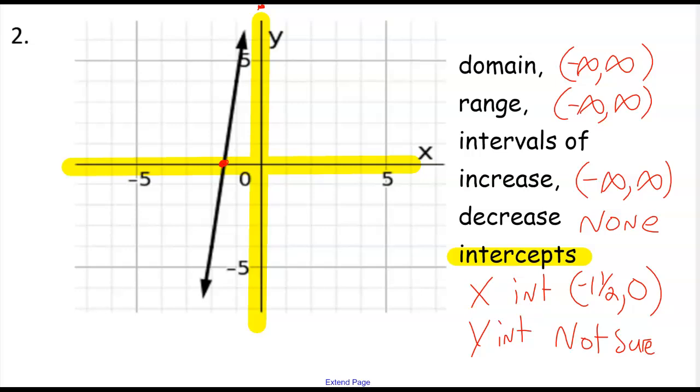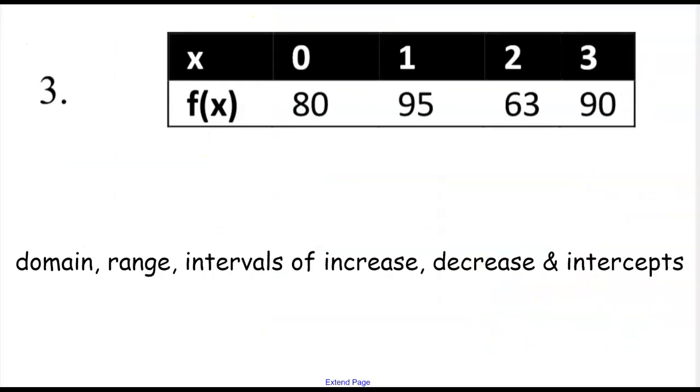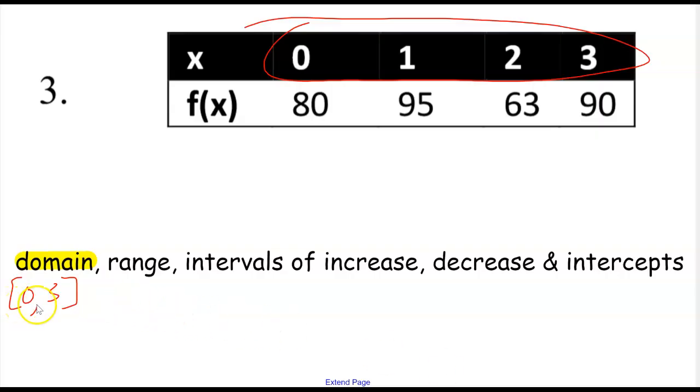Alright, let's take a look at this one. Here we have a table. We want to find the domain, the range, intervals of increase and decrease, and intercepts. The domain is all the possible x values. Because they use an x here, I'm going to assume that it's continuous. So it's going to be all of everything between 0 and 3. So the domain is going to be 0 to 3 in interval notation.